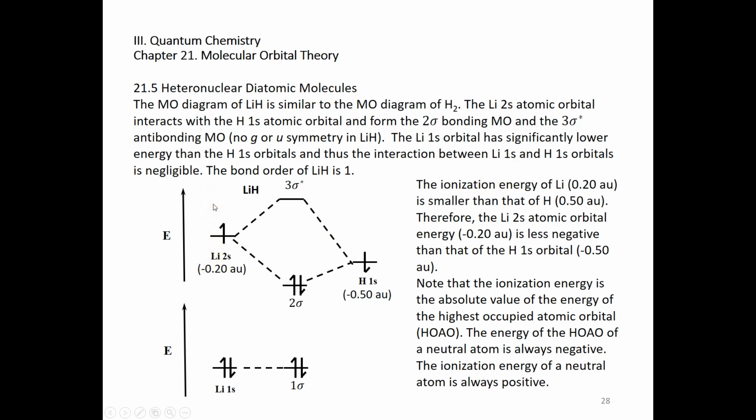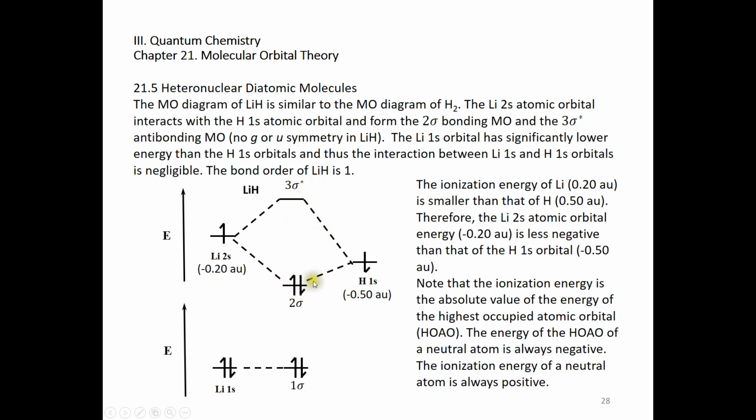The difference is 0.2. The ionization energy for hydrogen is the amount of energy required to promote this electron from negative 0.5 atomic unit to 0. Therefore, the ionization energy of hydrogen is 0.5. So now we place the lithium 2s orbital above the hydrogen 1s orbital. And these two may form 2 sigma and 3 sigma star, bonding orbital and anti-bonding orbital. There is no g or u symmetry.